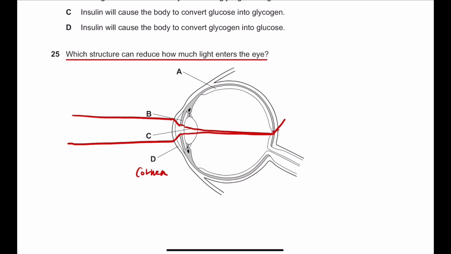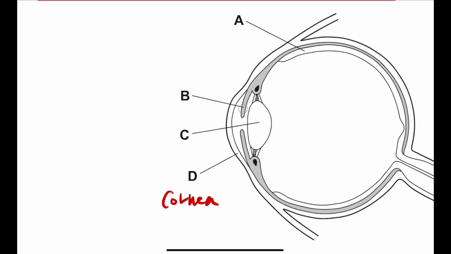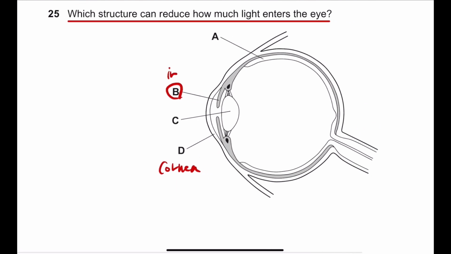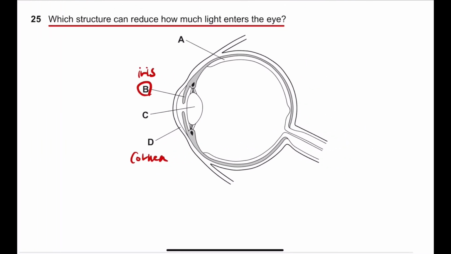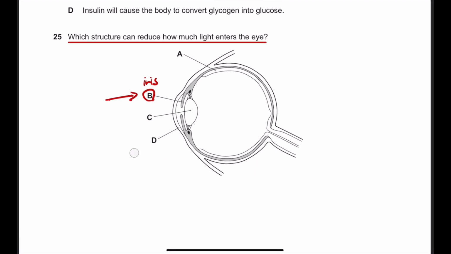So, as you can see from here, the answer is quite simple. You can see that B is a structure that controls how much light enters the eye. If it becomes widened, then more light can go in. If it becomes constricted, then only some light can enter the eye. So B is called the iris, and it controls how much light enters the eye. So the answer should be B for this one.